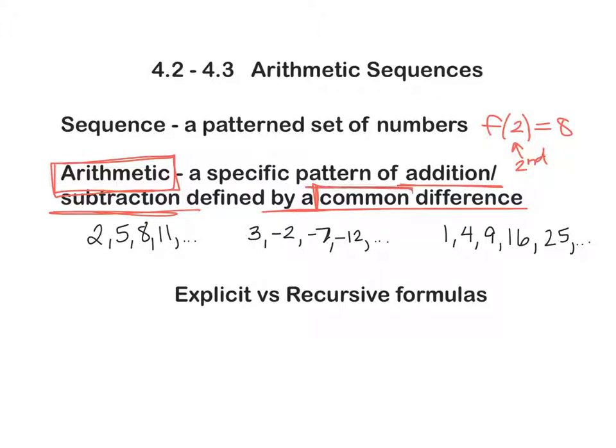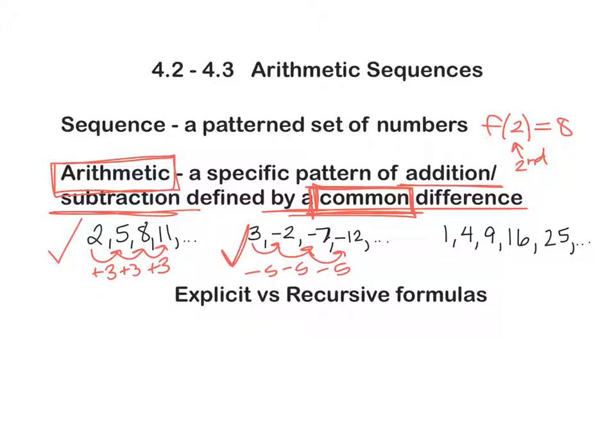And this word common means that it's not just a pattern of addition and subtraction, but it has to be exactly the same addition and subtraction between successive terms. So like this first little pattern I have written here, for example, is plus 3, plus 3, plus 3. All right, so this one is arithmetic because you're adding a common difference of 3 every single time. All right, the next one looks like minus 5, minus 5, minus 5. Even though it's subtraction, we kind of group addition and subtraction together, so that one's also going to be good.